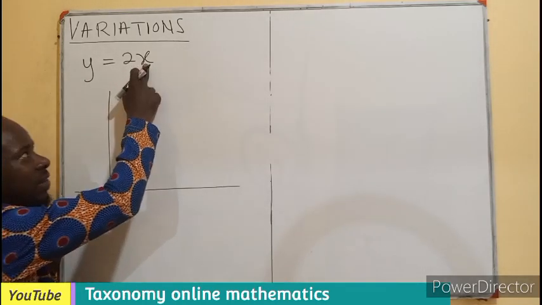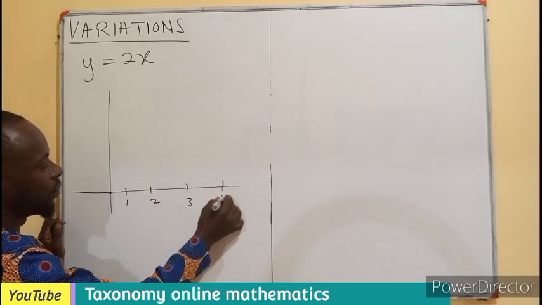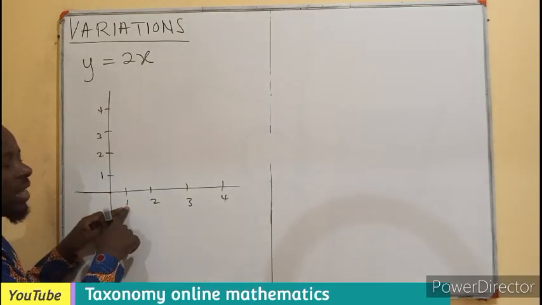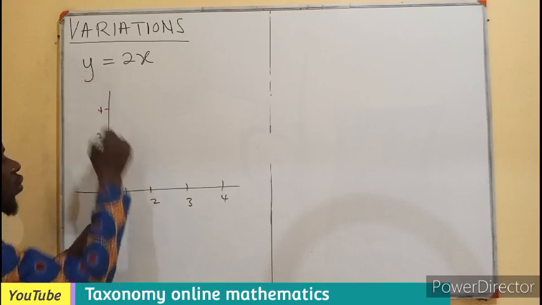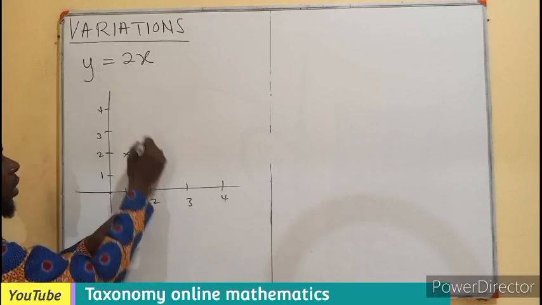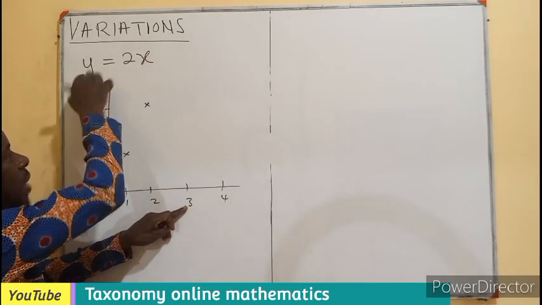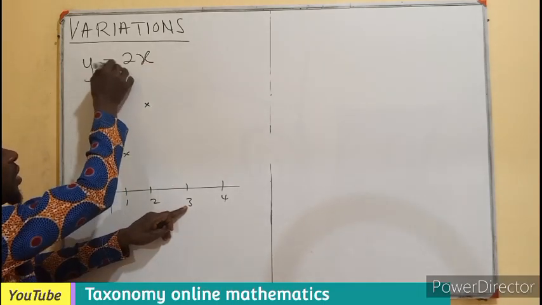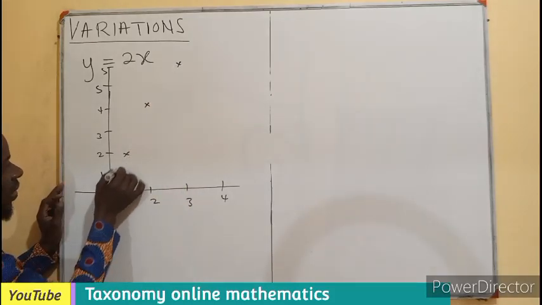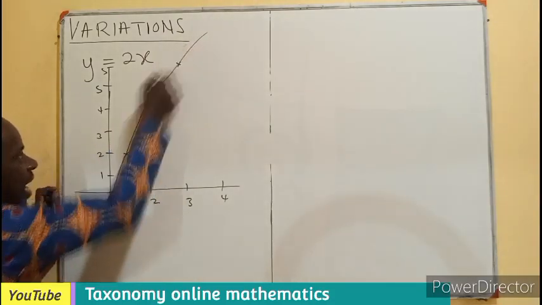Now if x is 1, y will become 2. So let's say 1, 2, 3, 4. If x is 1 here, y is going to become 2. If x is 2, 2 times 2 is 4, then y becomes 4. If x is 3, this will become 6. So if I have 5 and 6, this will be here. So you can see this is going to be a straight line. Don't mind my curve. It's a direct straight line.